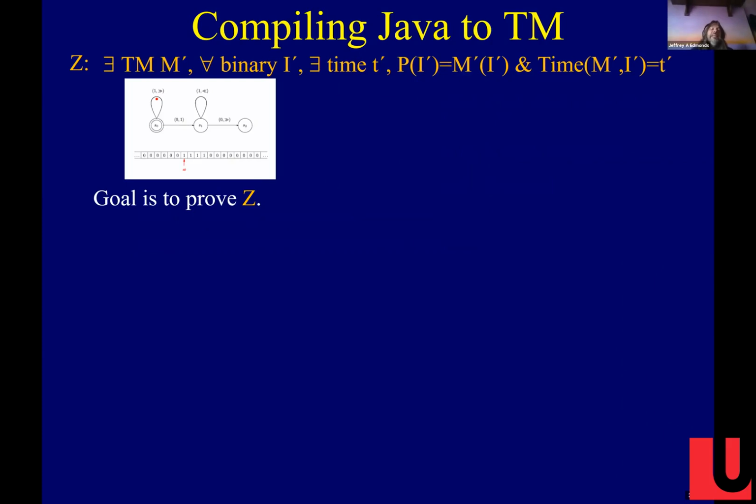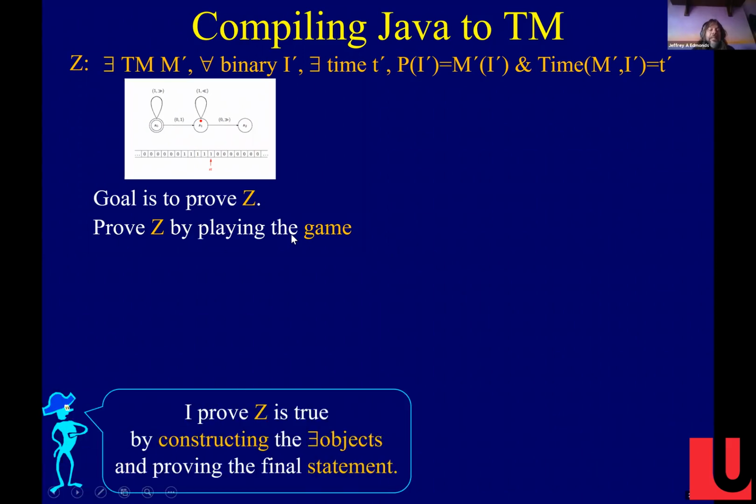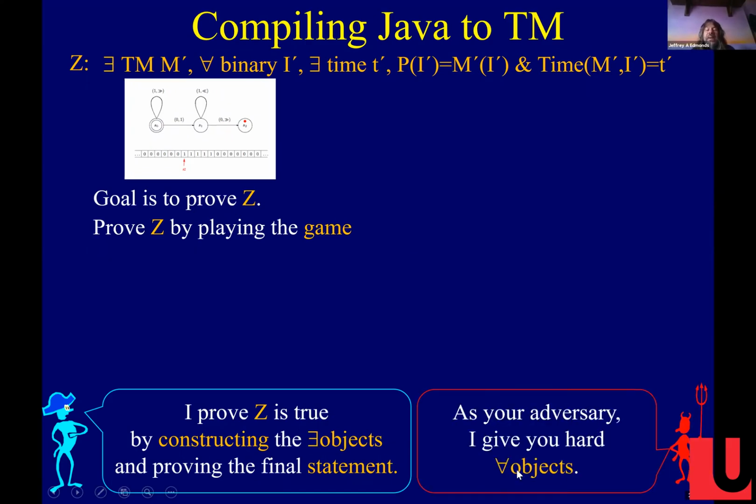All right, so let's remember we're supposed to prove Z. So here, what's Z saying? Well, we prove it by the following game, right? Remember, I just added this in case people didn't read the previous slides. The prover constructs the exist statements, and the adversary constructs the for all statements. All right, so what do we need to do? It starts with an exist.